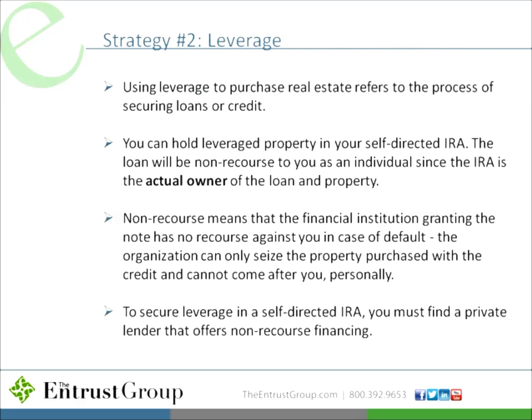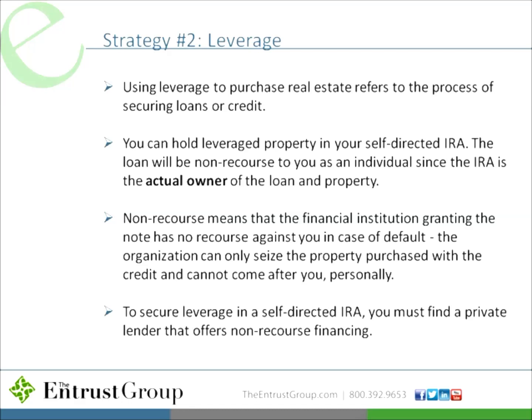Strategy number two is leveraging the investment through the IRA. Now, this is something that's very unique, and I think it's exciting because it allows you to potentially buy something that's larger than what you could do in just your retirement plan alone. This is a method by which people could use an IRA as a down payment on a property and finance the balance of the purchase. Now, in order to do this, you have to get a special type of loan, and that special type of loan is called a non-recourse loan.